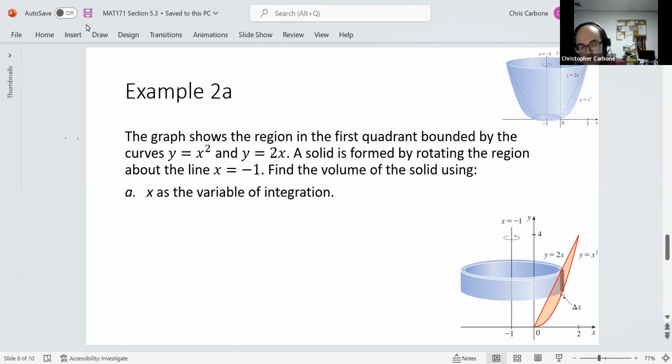It's using x as the variable of integration. So we have our points where these two functions intersect. We have a rectangle, we revolve it around that line x is equal to -1. So as x is the variable of integration, as we can see from this graph, this is a cylindrical shell. So this particular one would be where we use what we were just doing.